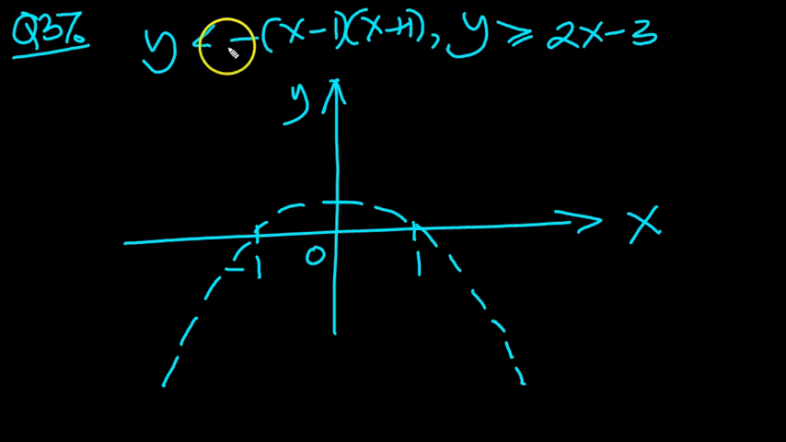Y is less than this quadratic, so it's underneath. So we're dealing with this area underneath, okay? So bear that in mind when we look at the next one. 2x minus 3, so let's carry that line down a bit more. Mark off minus 3. It's of gradient 2. It's greater than or equal to, so it's above this line, so I'm going to draw a solid line here. Gradient 2.